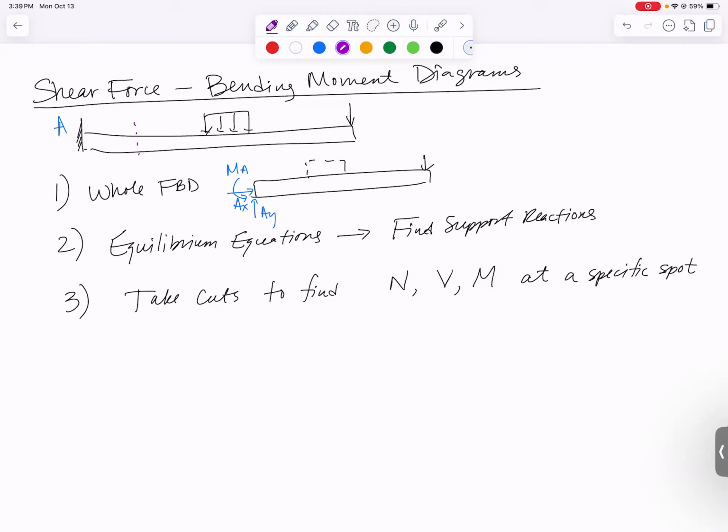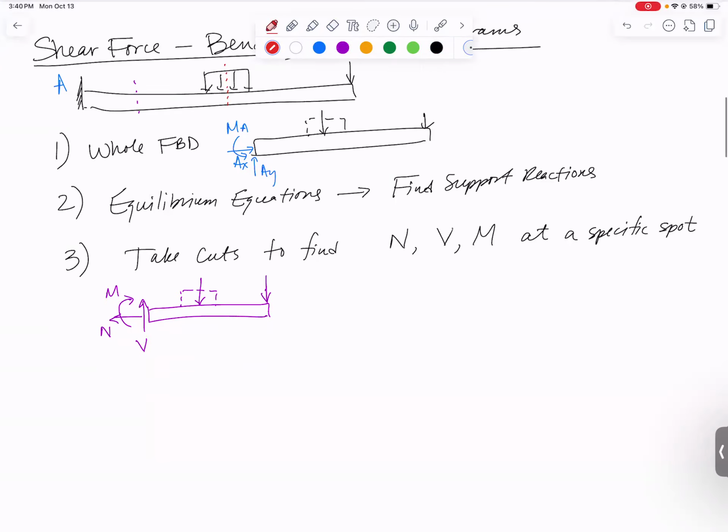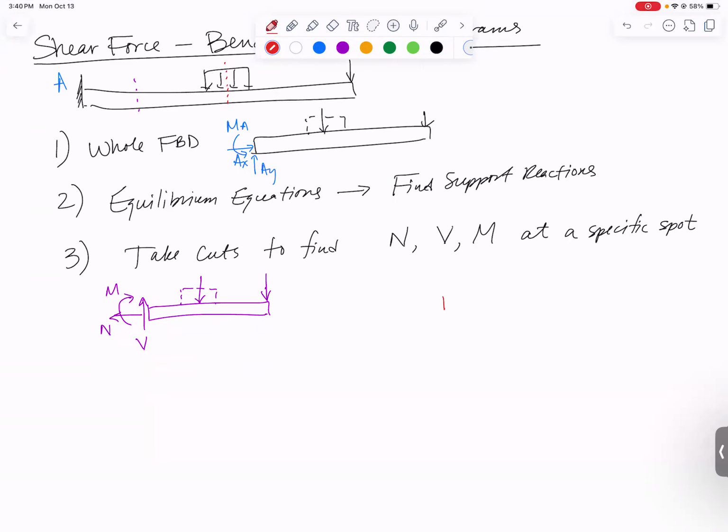Well, we would take that cut and we would need to draw a free body diagram that shows our internal normal force, our internal shear force, and our internal bending moment that we want to solve for. And we would need to then draw on there all of the other applied loads. We would then use equilibrium equations again. And if we want to find the internal load somewhere else, we would take a cut somewhere else, like at that red location. And we would draw a different free body diagram that would have a different amount of loading on it. And so it would end up with different internal shear force and bending moment and potentially normal force.